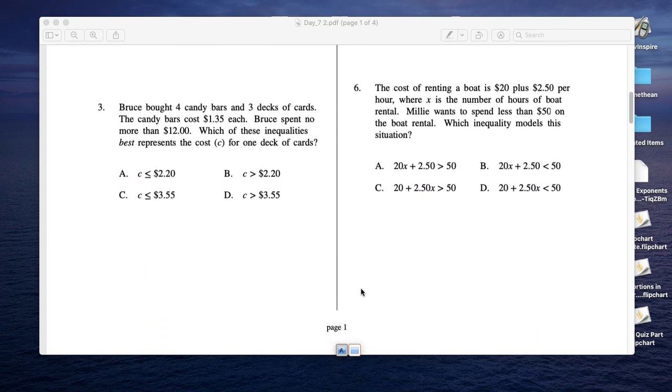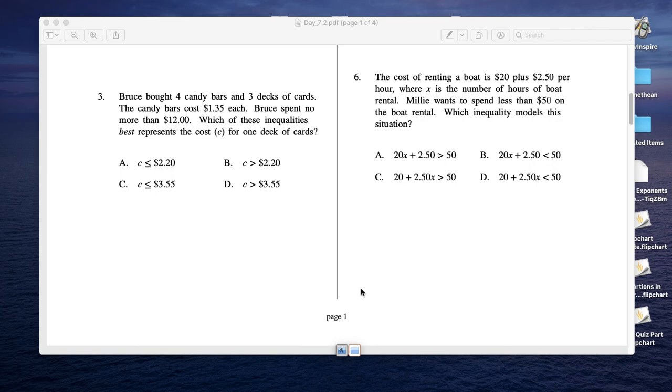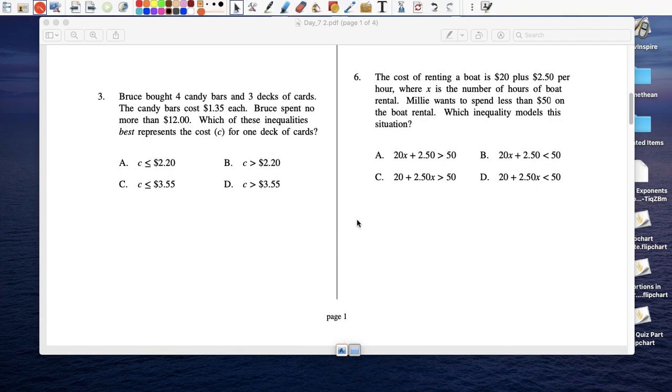6. The cost of renting a boat is $20 plus $2.50 per hour, where x is the number of hours Mike wants to spend, less than $50, right? So let's start setting up an inequality. Less than 50 means there's your less than 50, right? So let's start with that. And then let's represent the first sentence as an expression. We're going to pay $20 no matter what, plus $2.50 per hour, or times x.